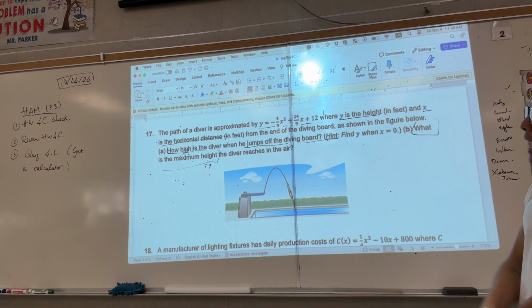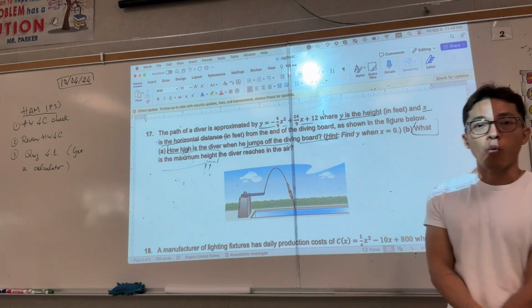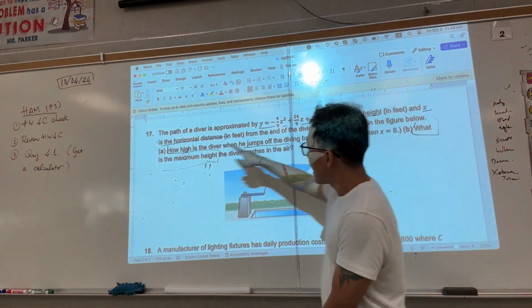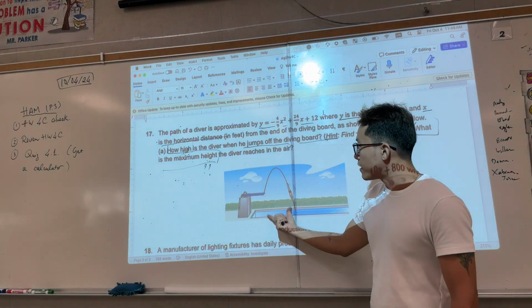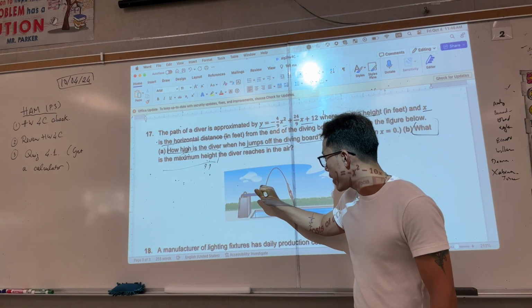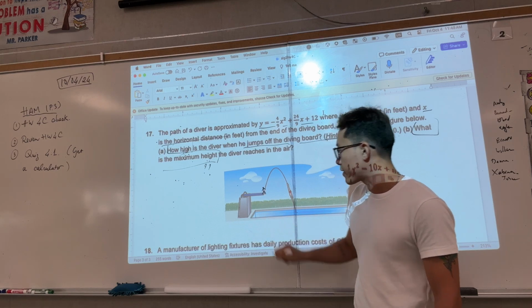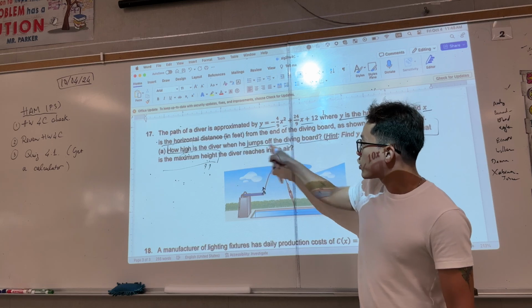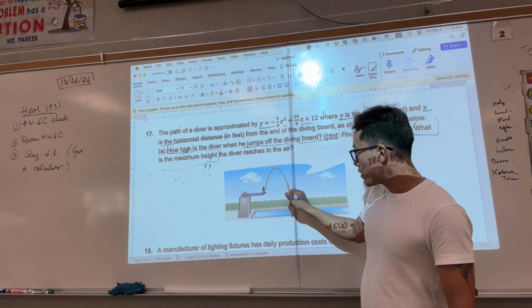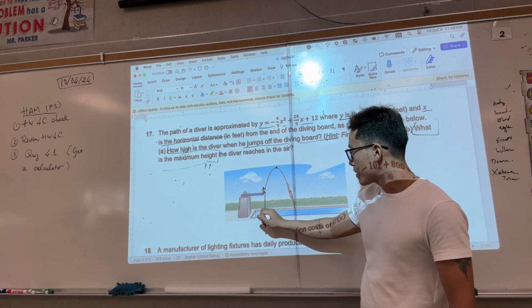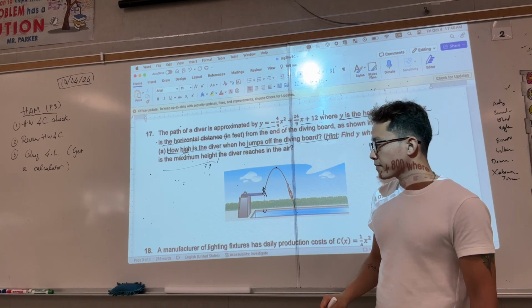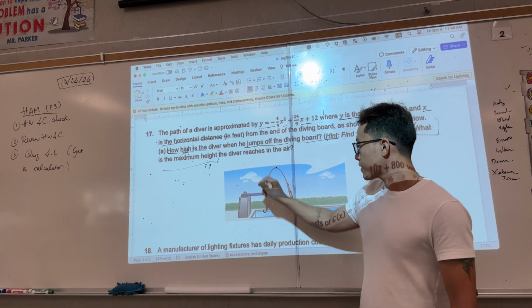Now, how high is the diver? That means they're asking for the y or the x? The y, right? Y represents the height. X represents the horizontal distance. So the diver is right here, let's say before he jumped. They're asking how high was he on the diving board, before he jumped up like this. That's what they're asking for. Make sense? So how do you know how high this is?